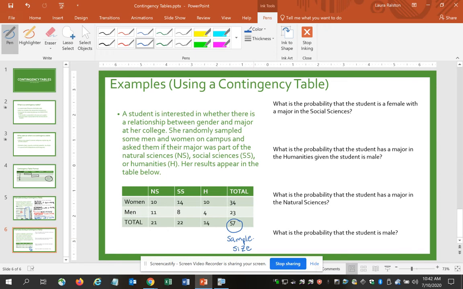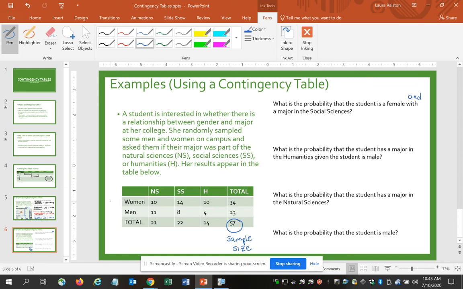Okay, so the first question here says, what is the probability the student is a female with a major in social sciences? This word "with" that you see in some of these questions, another way that it could be worded is it could be "and." So just be aware of that when sometimes it says a female with a major, another way to say that is a female and is a major in the social sciences. So I'm looking for both things.